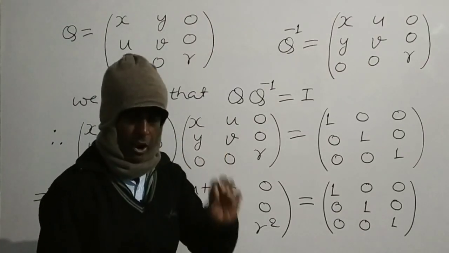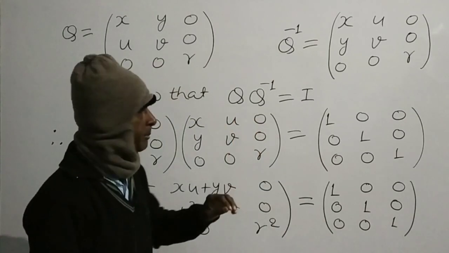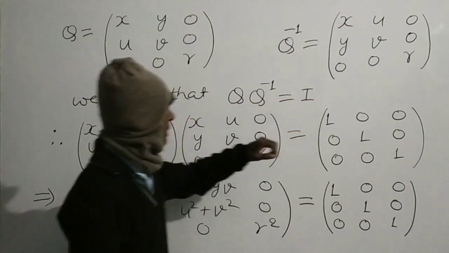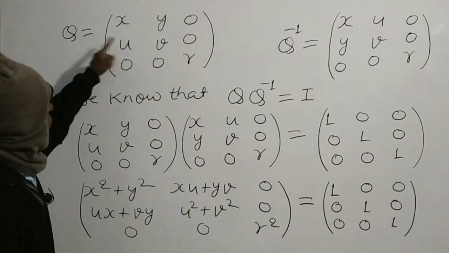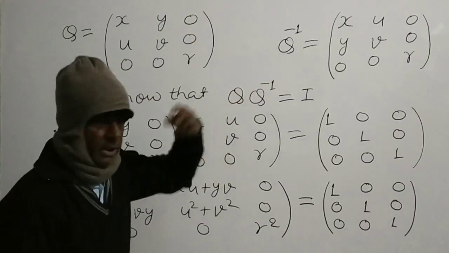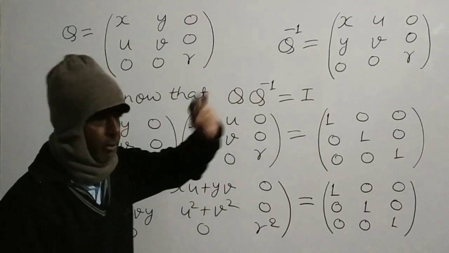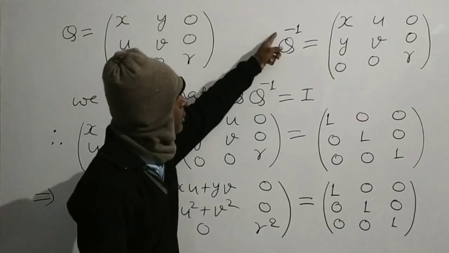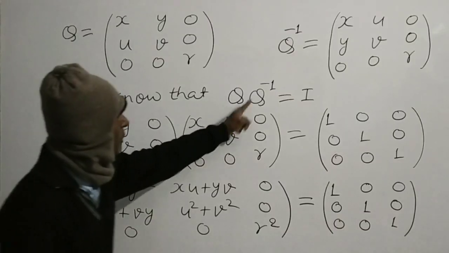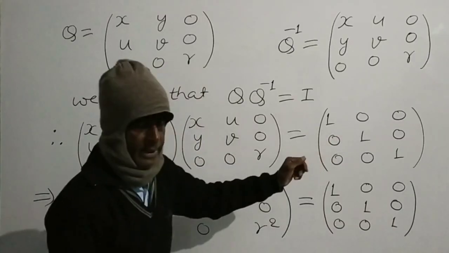Since the product of any matrix with its inverse is always equal to the unit matrix I, therefore A times inverse of A will be equal to I. B times inverse of B will be equal to I. Q times inverse of Q will be equal to I. Q, this matrix, times Q inverse, this matrix will be equal to I, the unit matrix.